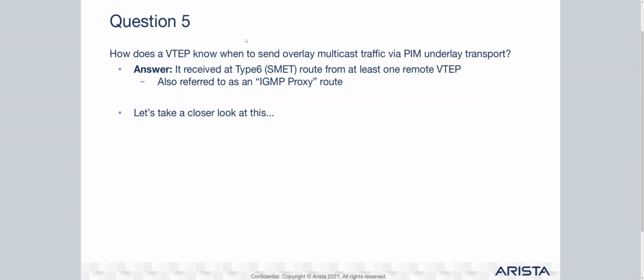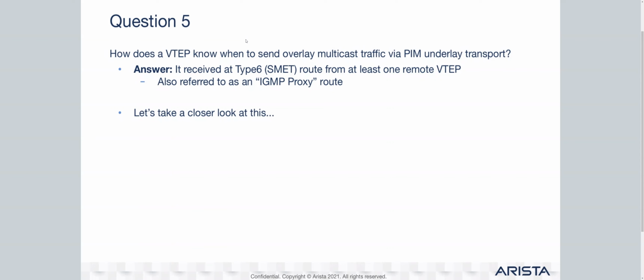All right. So next, the VTEP that actually has the locally attached sender, how does that VTEP know when to send that overlay multicast traffic via the PIM underlay transport? In other words, just because there's a locally attached sender, am I just going to, anytime I receive that sender's feed, VXLAN encapsulate it and send it out into the underlay? Or can I just wait until there's actually someone out there that cares about that feed? And the answer is the latter.